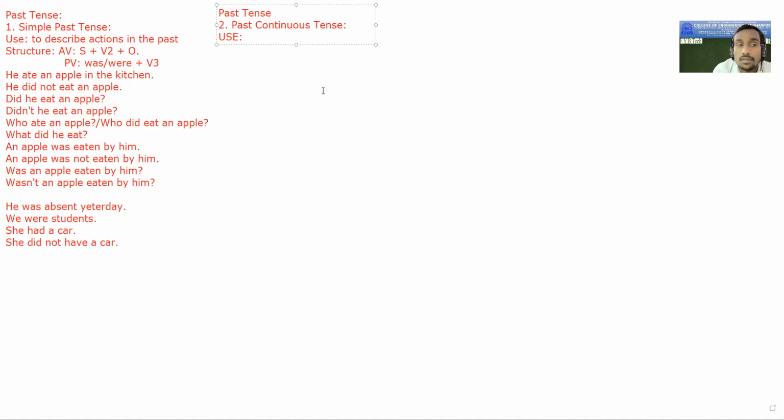Okay, for example, if you want to describe something like it was raining, so it was raining yesterday, we are talking about a continuous action, but it was in the past. So we can say it is used to describe continuous actions in the past. Actions which were going on in the past, when we talk about such actions, we will use past continuous tense. Okay, immediately we'll go for the structure.